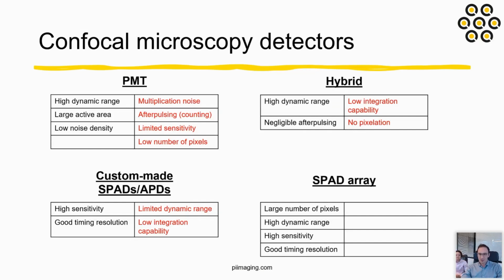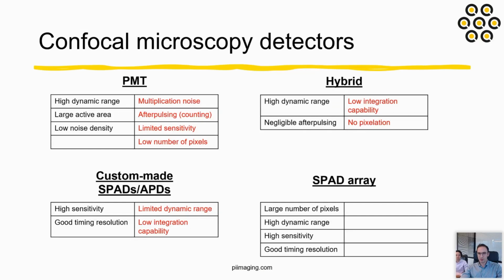For example, PMT is known to be a very good detector with high dynamic range and large active area. However, it suffers in low signal-to-noise ratio due to the following facts: multiplication noise, after pulsing, and limited sensitivity. Hybrid detectors, they offer as well high dynamic range, but they have no integration capability with other functionality and no pixelation. The same goes for custom-made single pixels, or APDs. They have no pixelation, and in addition to that, limited dynamic range.